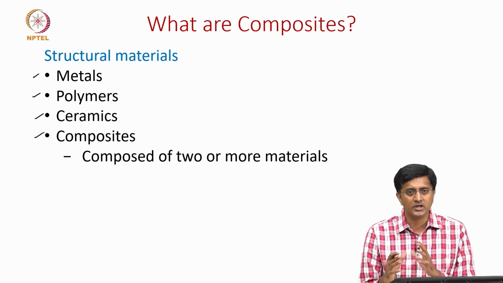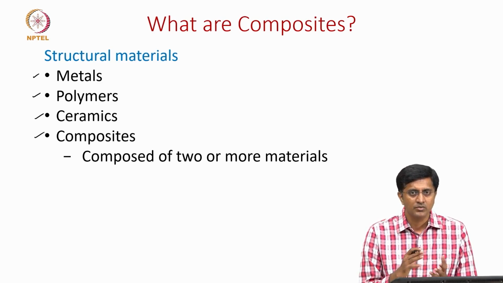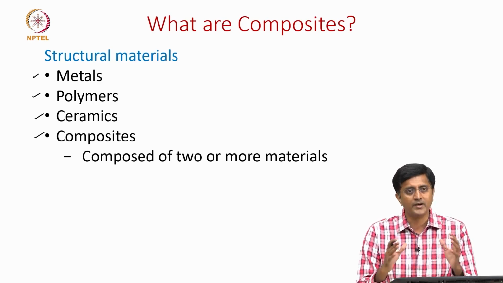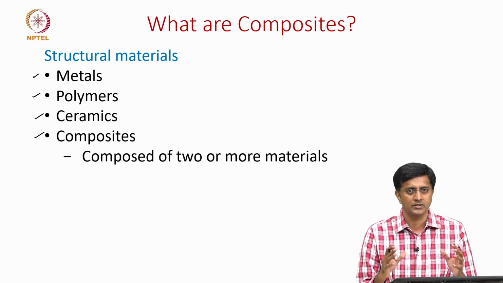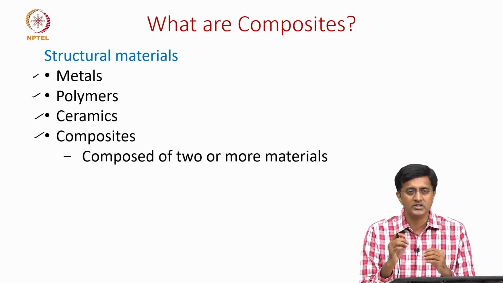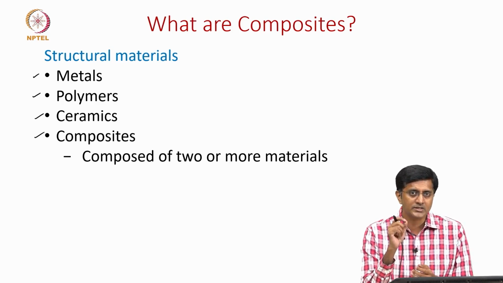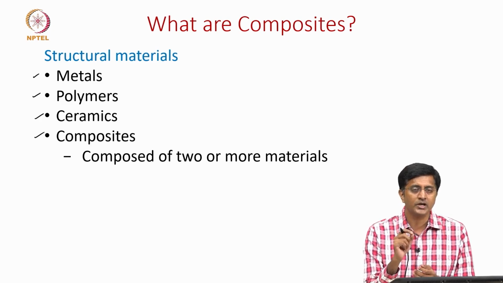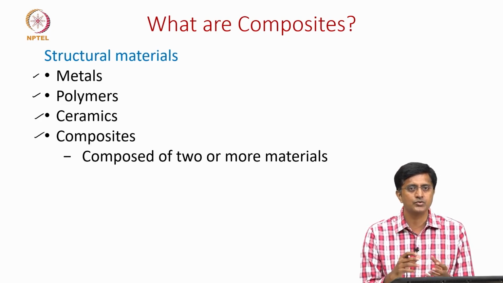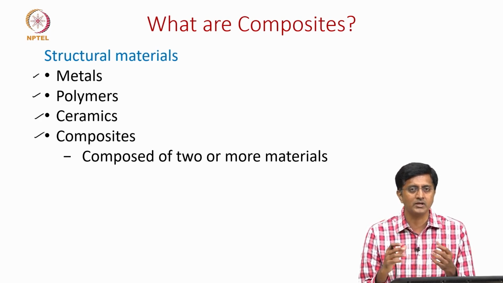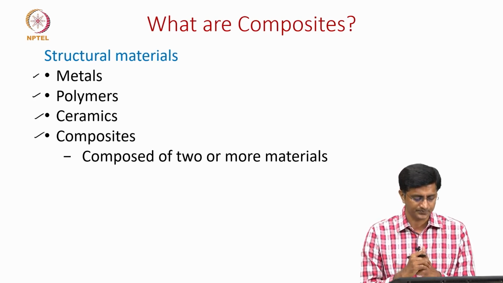But what has happened in the last 1 or 2 decades is that we have expanded our horizon of composites. When we say these 2 or more materials, some of these materials are so small that you cannot see them with the naked eye. You need sophisticated instruments like a microscope or a high resolution microscope, especially when the second or third material is a nanomaterial like carbon nanotubes, carbon nanofibers, graphene and these kinds of materials.